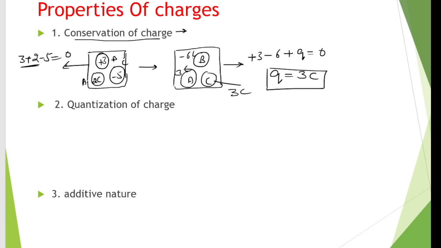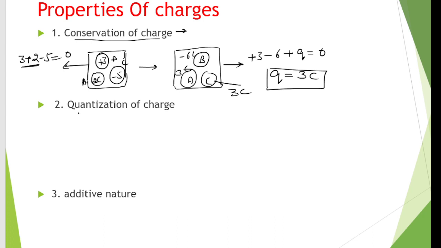So this requires a charge of 3 coulomb. Initially it was minus 5 coulomb. This property is named conservation of charge. It is followed in all types of chemical and nuclear reactions. So this property is called conservation of charge, that charge can be transferred from one body to another body.